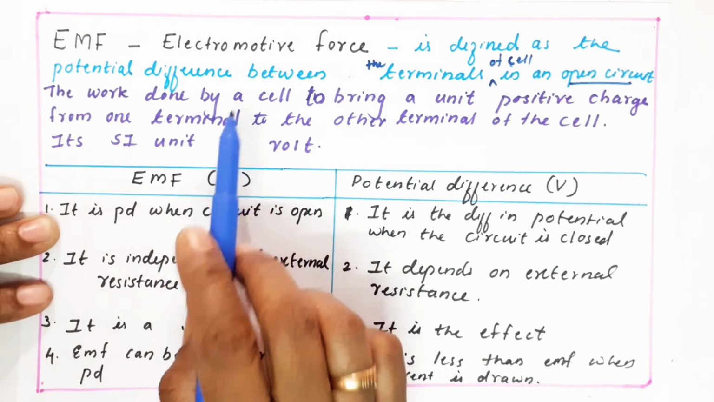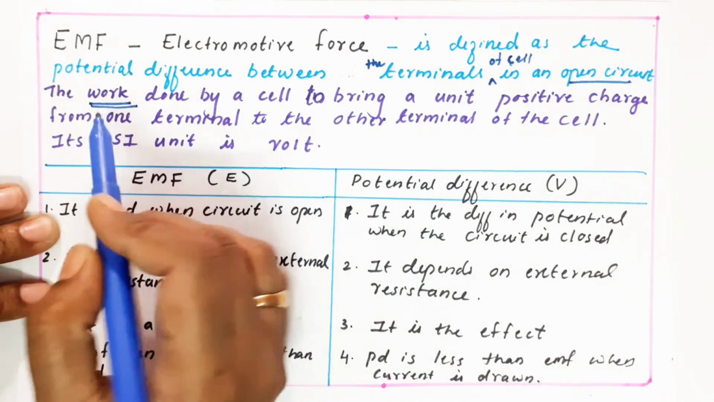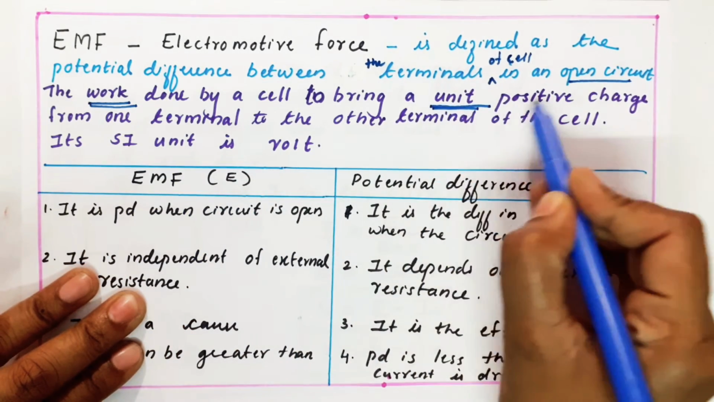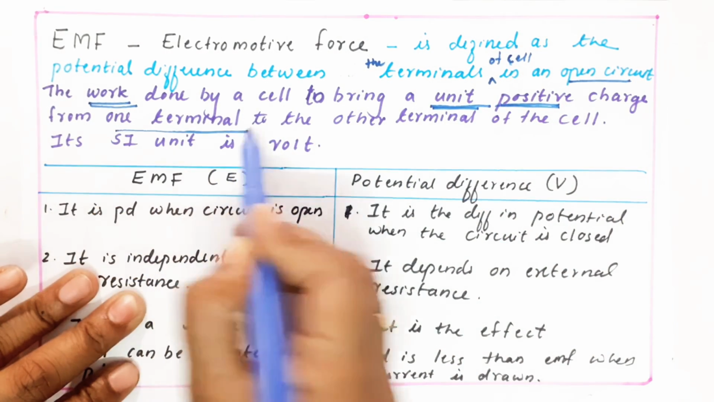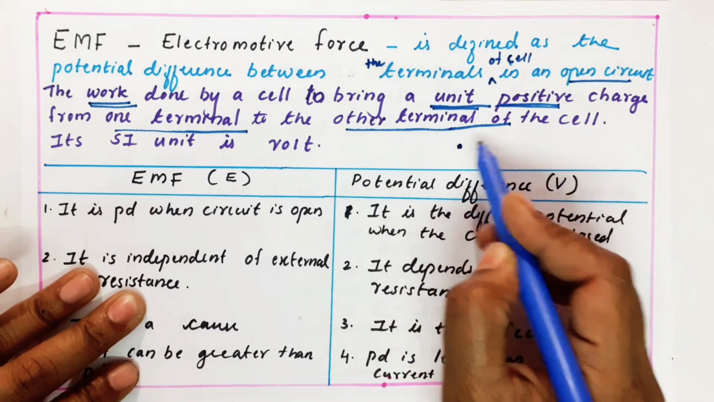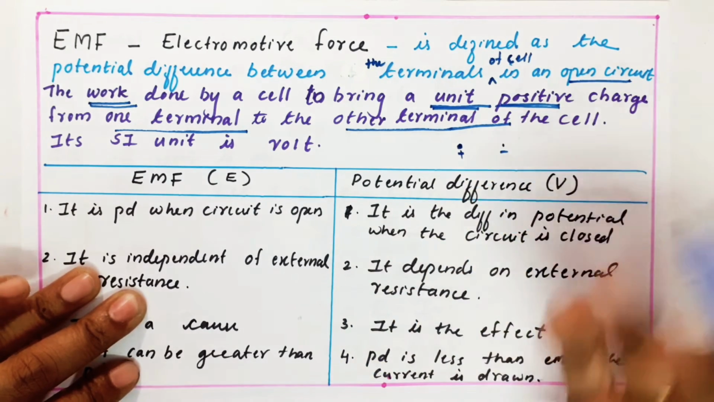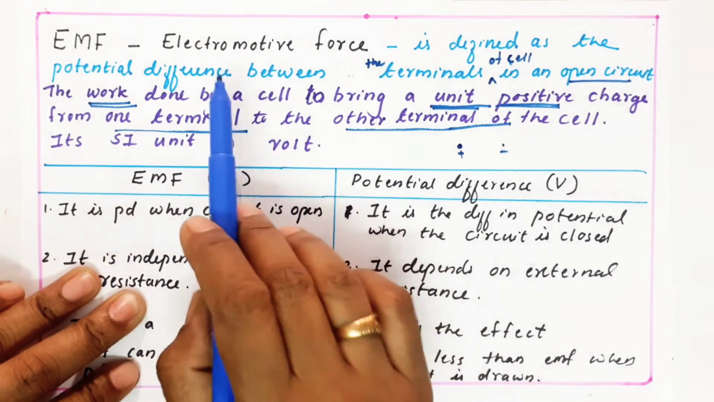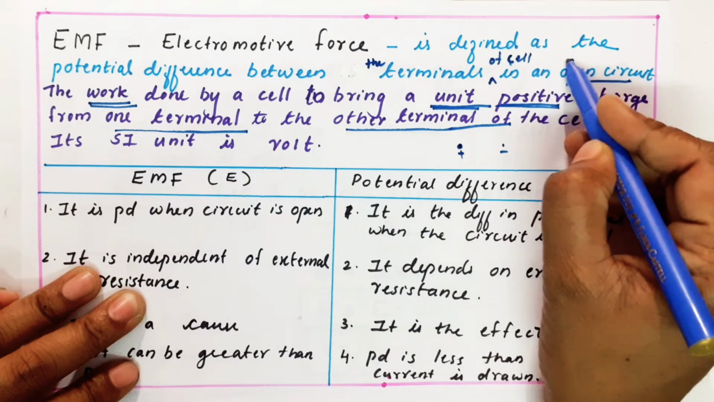So from these two definitions, you understood that EMF is nothing but the work done. Which work done? You need to bring a unit positive charge from one terminal, that means the positive terminal, to the other terminal. If you want to move a charge from one terminal to another, the work required for that is termed as EMF. Or it is defined as the potential difference between the terminals of a cell in an open circuit.